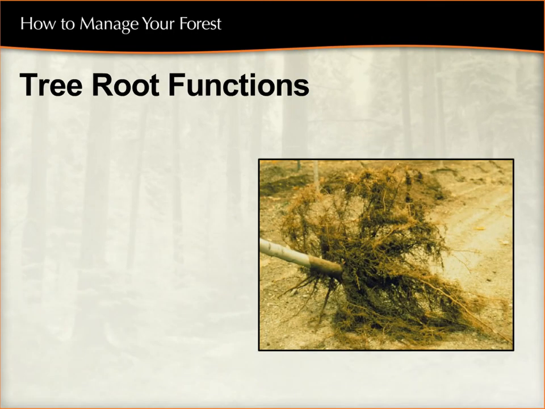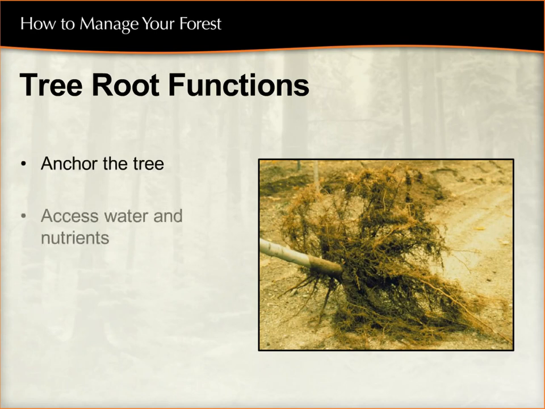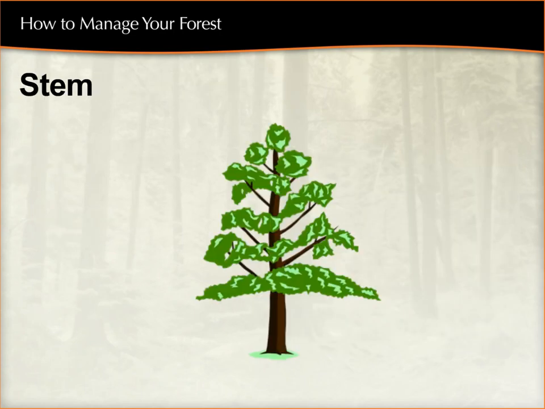The tree roots have two important functions. They anchor the tree securely to terra firma, and they enable it to access the water and nutrients essential for growth and survival. The main stem, or trunk of the tree, provides the mechanical structure needed to display the array of branches and leaves that capture essential sunlight. The stem also helps transport water, nutrients, and food throughout the tree.